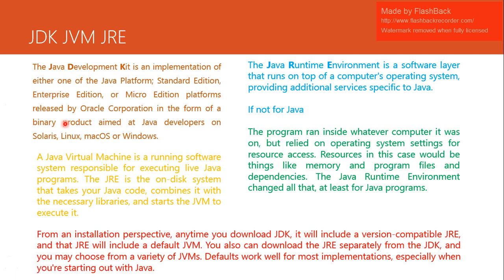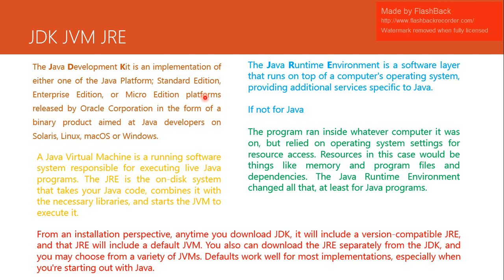subsequent Android tutorials. So now let's look at the JDK, the JVM, and the JRE. I know you are interested in Java and you must have been hearing JDK, JVM, JRE. What are these things? Let's look at this wordy slide. The JDK is the Java Development Kit, and it's an implementation of any one of those platforms we have discussed earlier: Standard Edition, Micro Edition, Enterprise Edition. So it's an implementation of any one of those platforms.